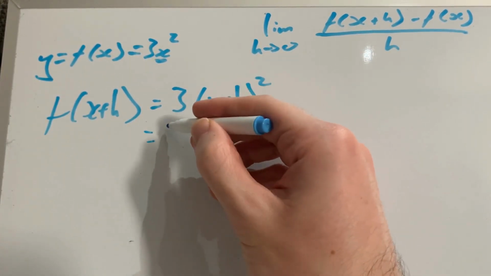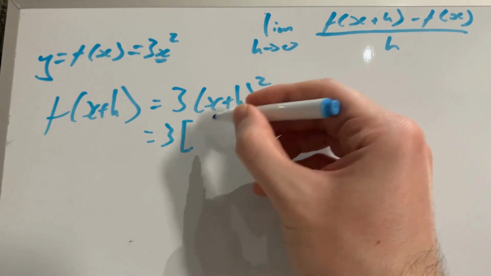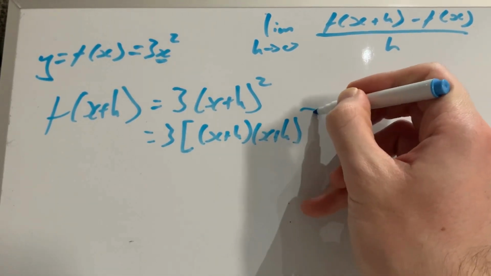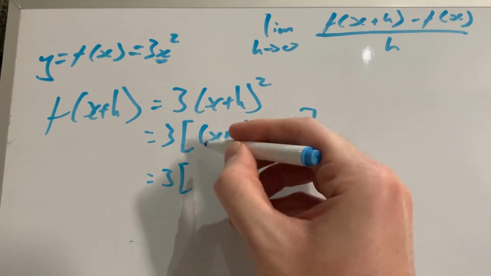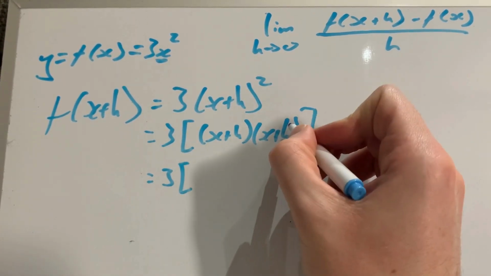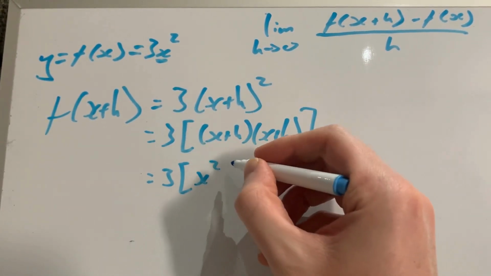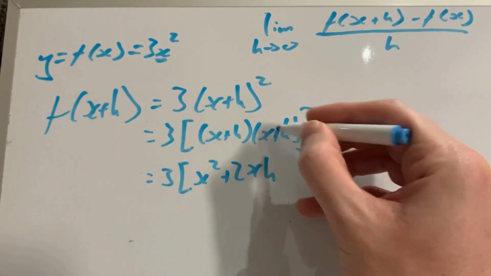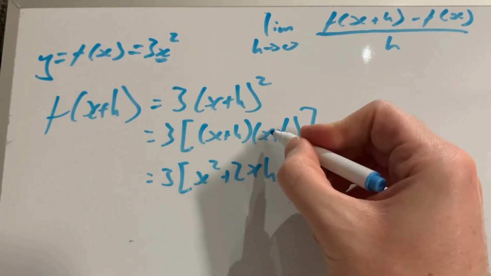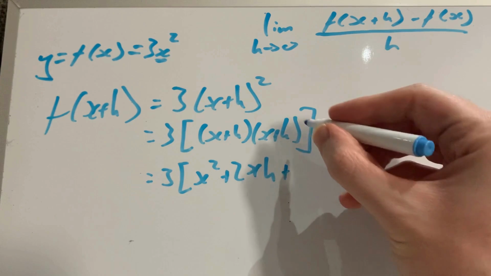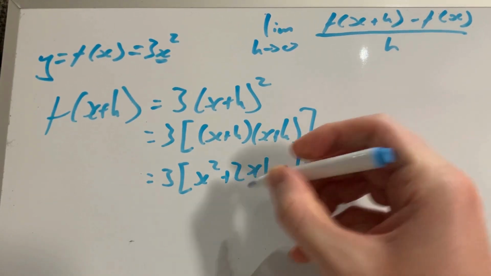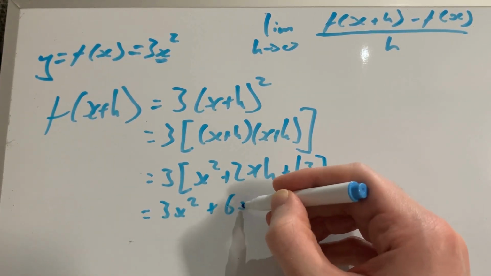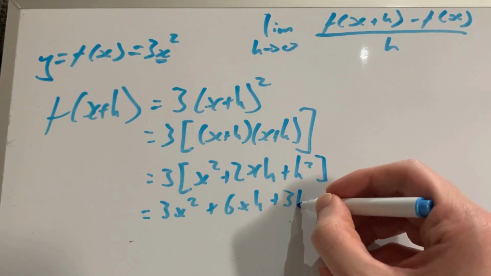We're going to expand the brackets. We're going to leave the 3 there, and I'm going to write all the steps out just to make it clear. So we've got x plus h times x plus h. Expanding that bracket, we get x squared plus xh plus another xh. So x squared, and we've got 2 xh's, the outside and the inside. And the last term is h times h, so it's h squared. And expanding this out further, we're going to get 3x squared plus 6xh plus 3h squared.